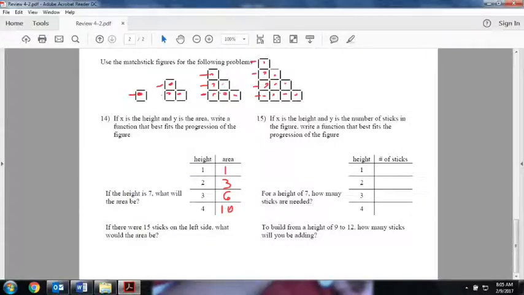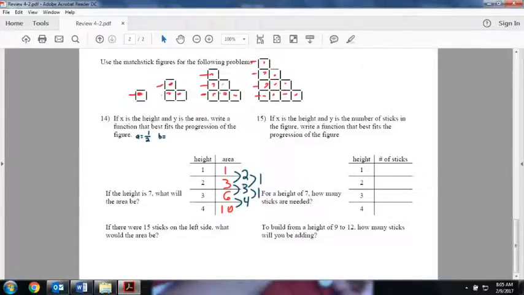Okay? And it says write the function that best fits the progression of the figure. So it doesn't tell us which one, it says which one fits. So I'll start with differences. 3 minus 1 is 2, 6 minus 3 is 3, 10 minus 6 is 4, ooh, this looks quadratic already. 3 minus 2 is 1, and 4 minus 3 is also 1. So this one's quadratic. So, real fast, your a value, remember, is the second difference divided by 2, so a equals 1 divided by 2, that's 1/2.